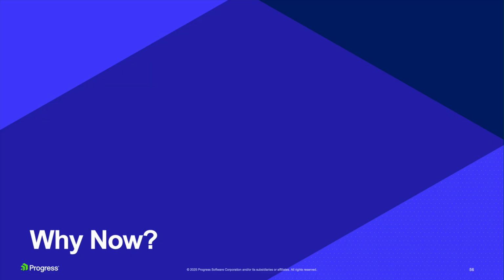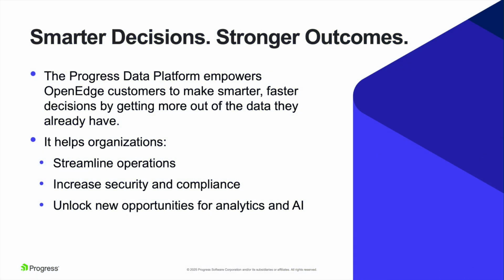So why is this important to OpenEdge users now? The Progress Data Platform empowers OpenEdge customers to make smarter, faster decisions by unlocking the full potential of all the data they have in their enterprise. By helping organizations streamline operations, increasing compliance and security, and unlocking new opportunities for analytics and AI, the platform is designed to drive real business outcomes. By combining trusted technologies into a unified platform, Progress provides a future-ready foundation that meets the needs of today's most demanding enterprises, giving you the tools you need to stay ahead of the fast-changing world.